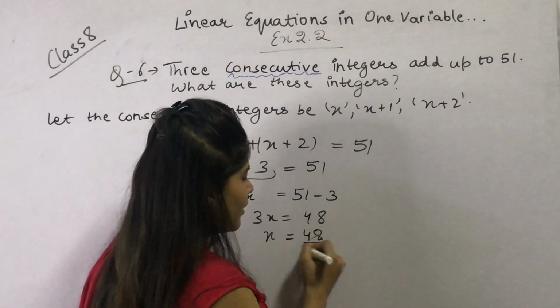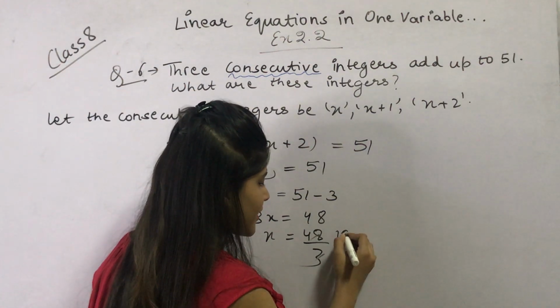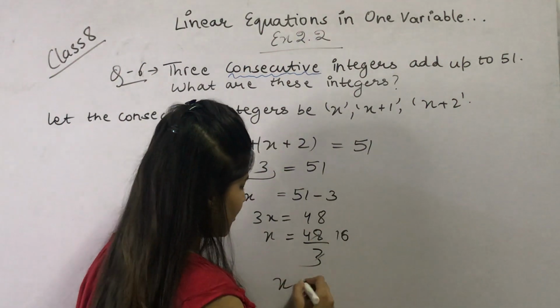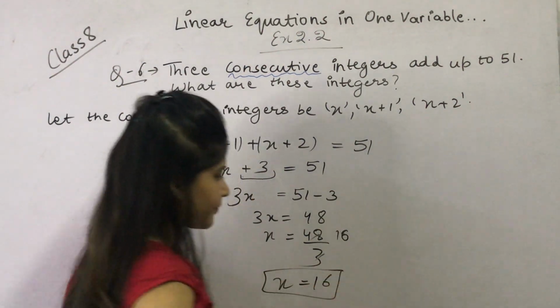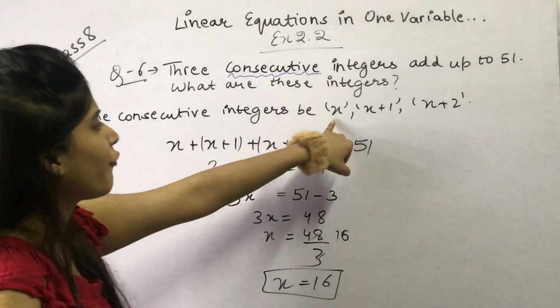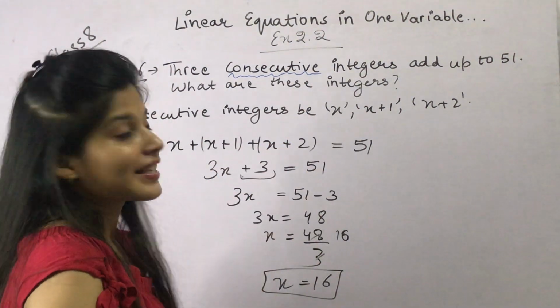Now 3 1s are 3, 3 6s are 18. So the value of x is 16. Now the value of x that has come is 16. It means that the first integer is 16.